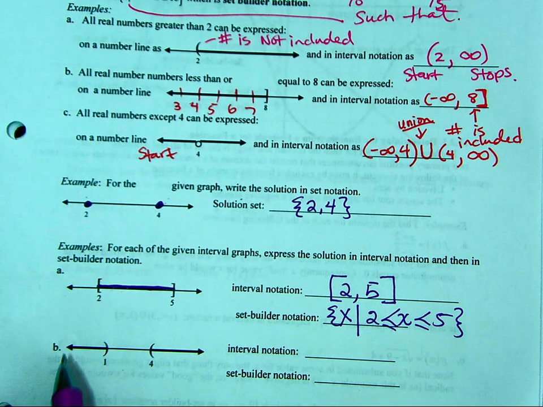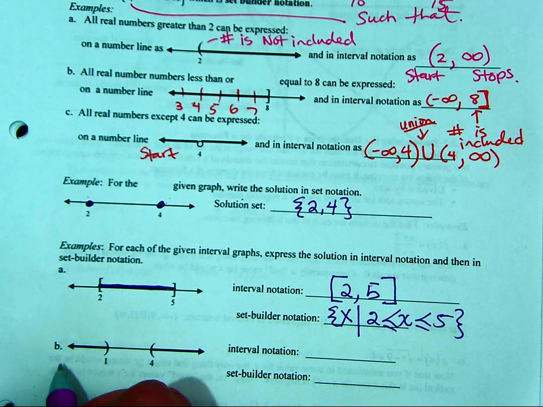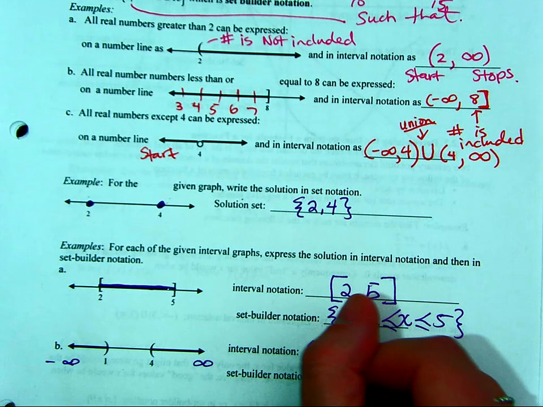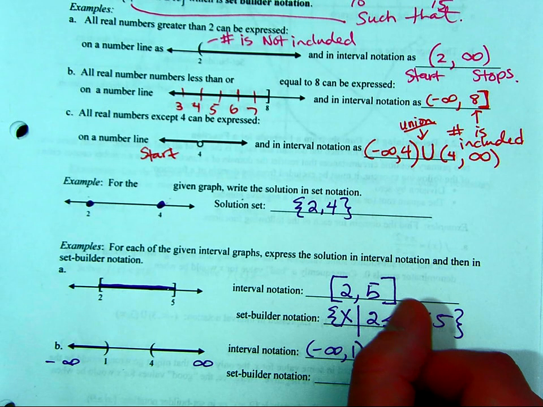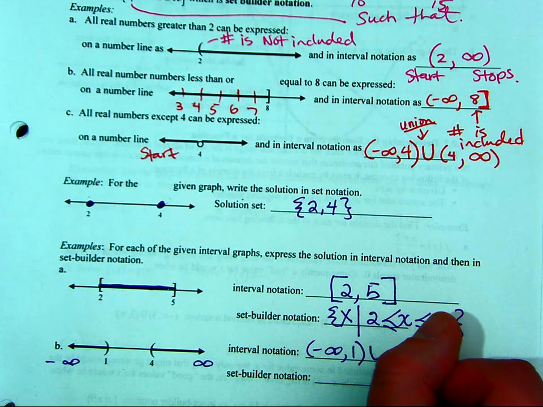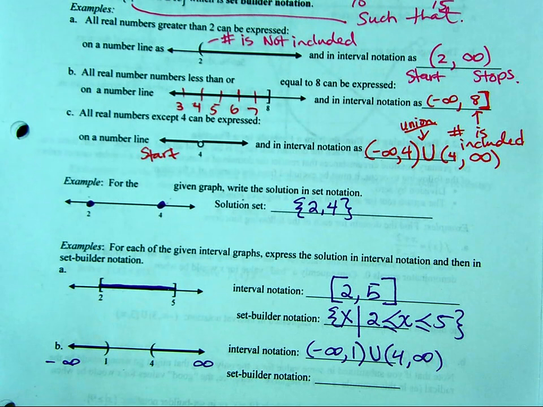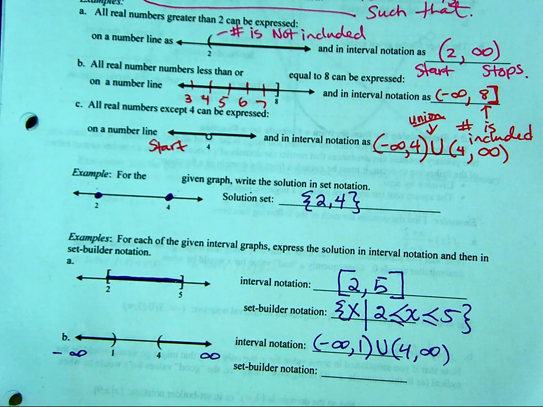Now here, everything is shaded before 1. We skip from 1 to 4, and then we shade above 4. So down here is negative infinity. Up here is positive infinity. What's the interval going to be? Can anyone tell me? Negative infinity to 1. Good. Parenthesis, union, 4 to infinity. Excellent.